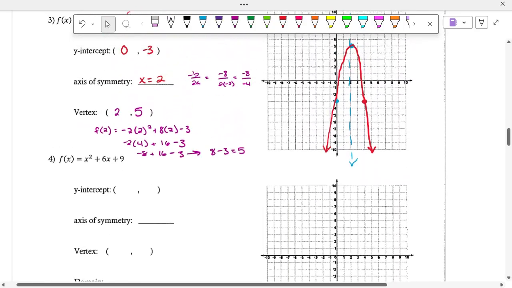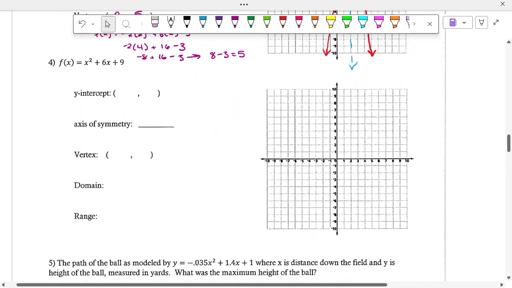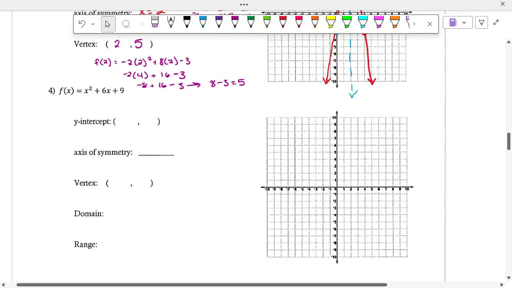Now, do I need to go over number 4 with domain and range? Are you guys pretty solid on that? Okay. So let's just go through the first 3 key features quickly. So what would my y-intercept be, Danny? 0, 9.